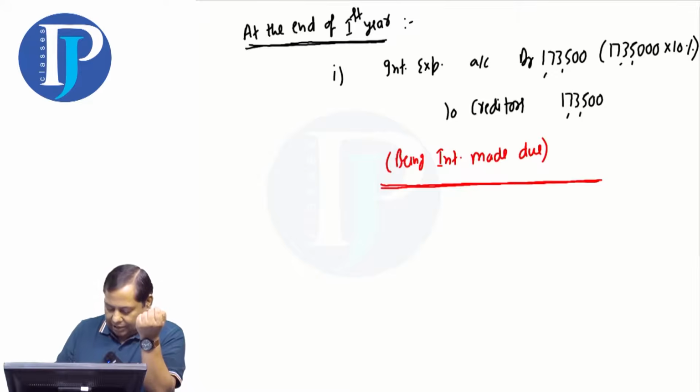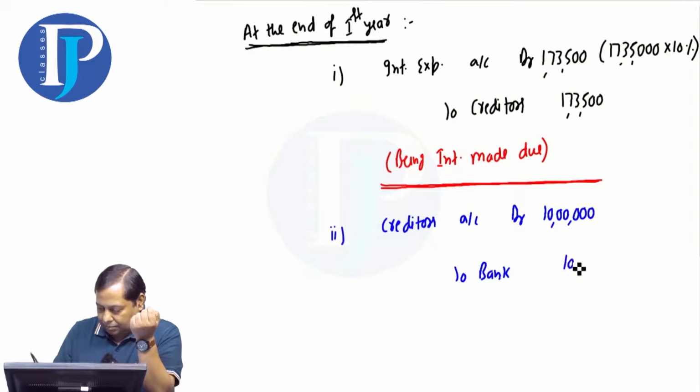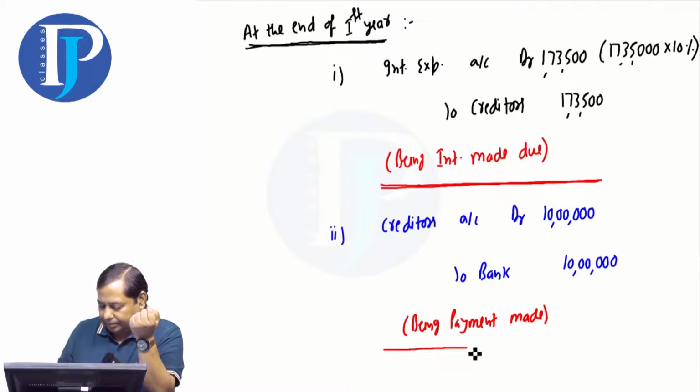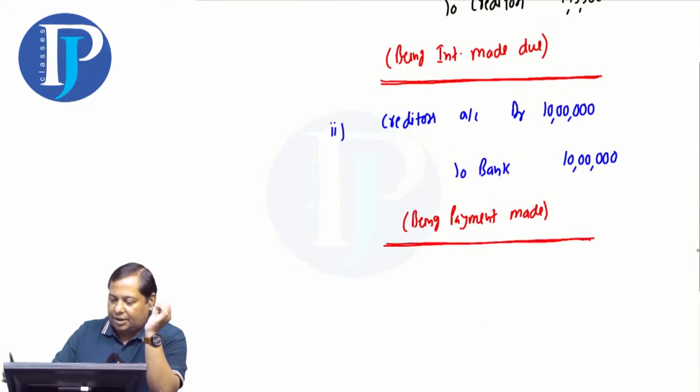Second entry, I will pass the second entry: creditors account debit. How much is the first payment? 10 lakh rupees to bank. And being payment made. That is the accounting of the first year.